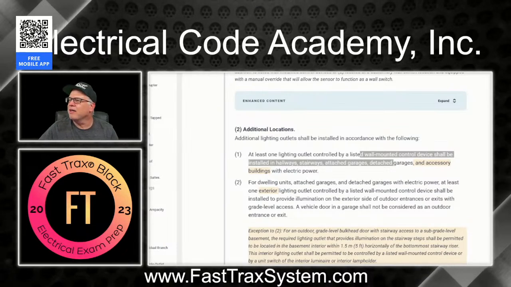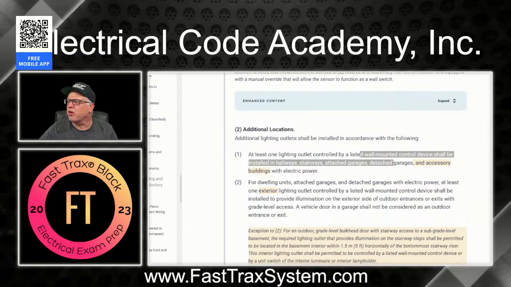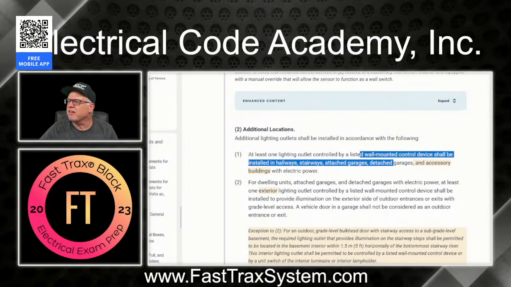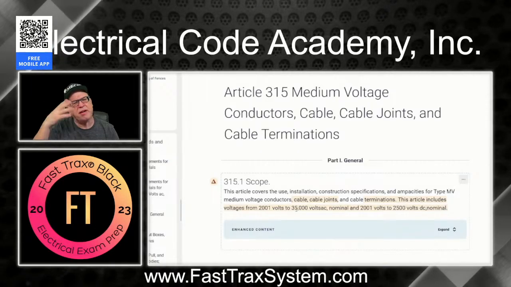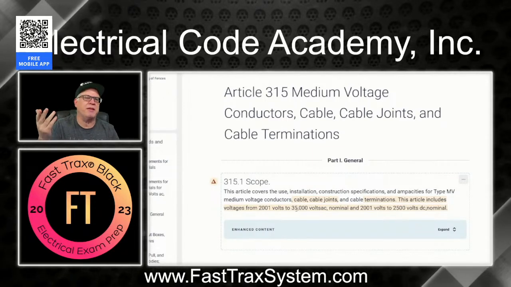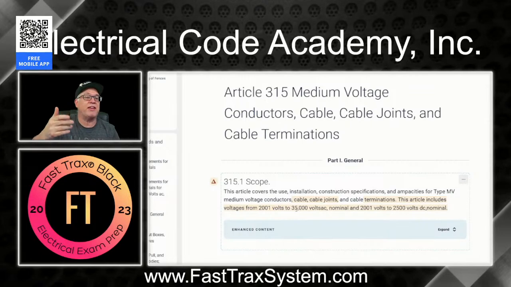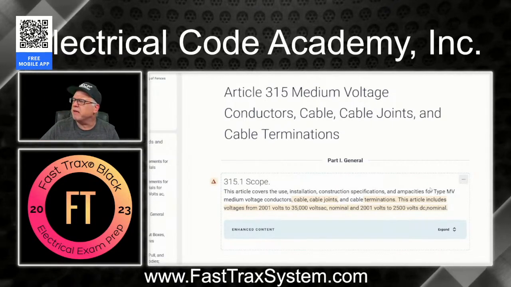So here we are. We would have looked in the back for supports. That would have been an easy one for us. We're going to go to 315 because we're in the 2023 edition here. As you can see, brand new. It kind of moved out of 311, and it also expanded, because it used to be just medium voltage. Now it says medium voltage, conductors, cables, cable joints, and cable terminations. A little bit broader now for medium voltage.